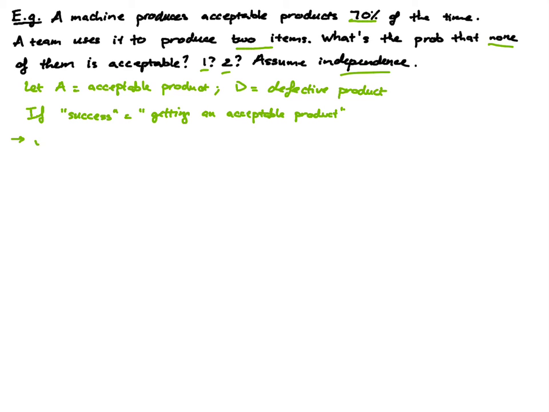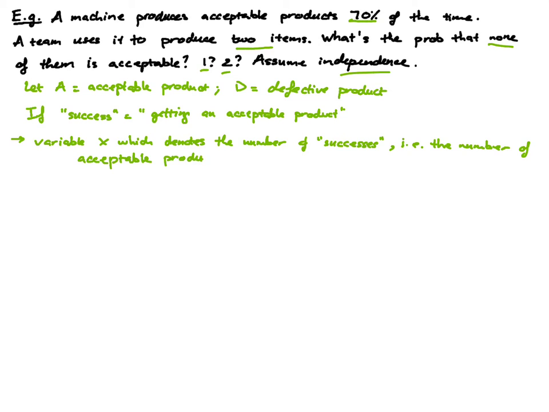right, then the variable x, which denotes the number of successes, in other words, the number of acceptable products we get in this experiment, is so x is a binomial random variable. Okay. So now what do we know from this problem?